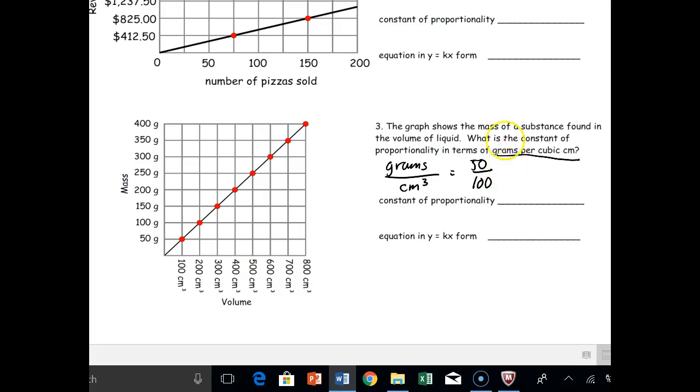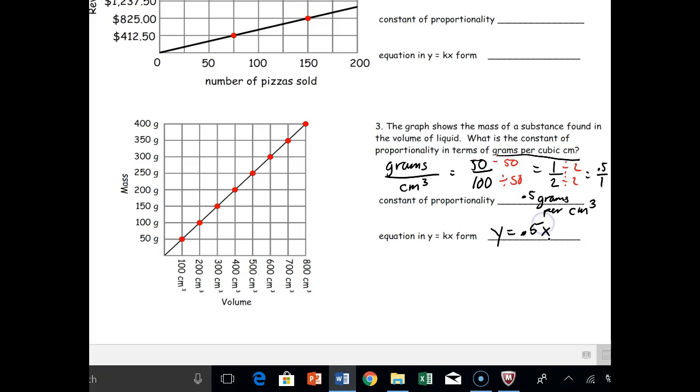And then if we want to get this down to 1, we can divide this by 50, divide by 50, and that gives us 1 gram per 2 cubic centimeters, but we still want to get this down to 1 cubic centimeter. So we have to divide these by 2. And that gives us 0.5 grams for every 1 cubic centimeter. So it's 0.5 grams per centimeters cubed.